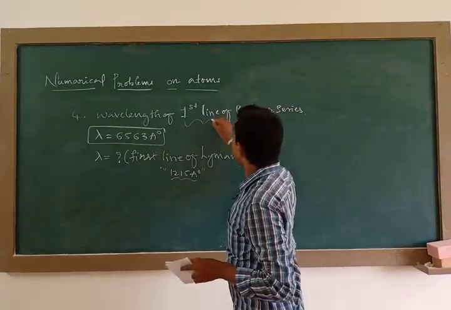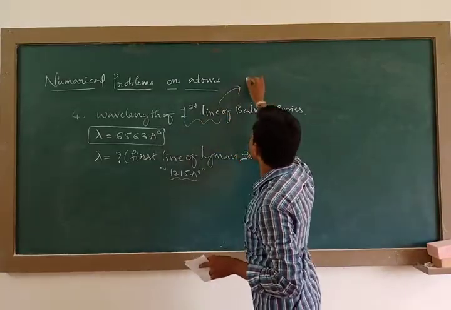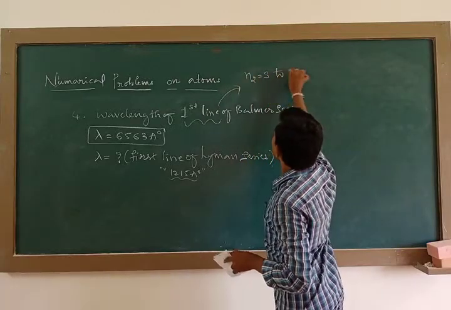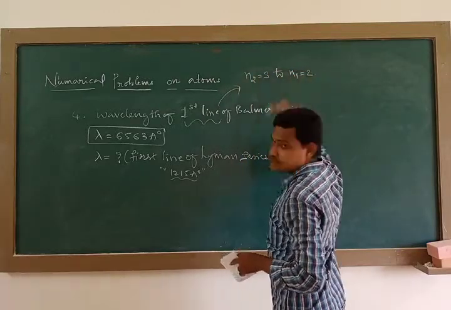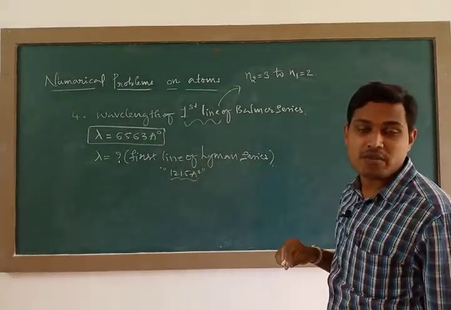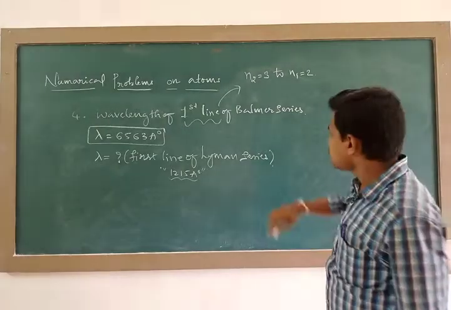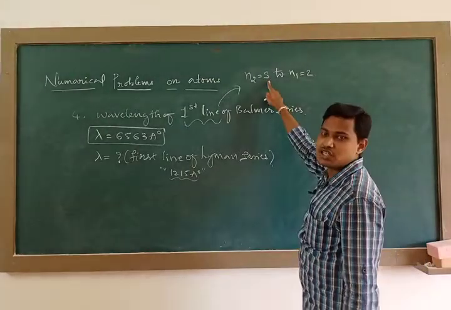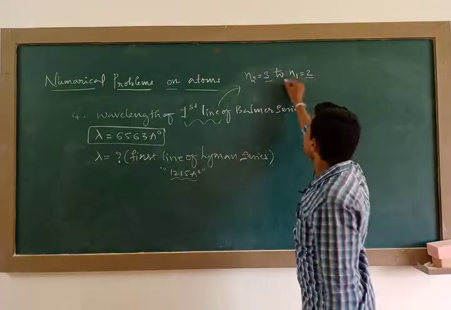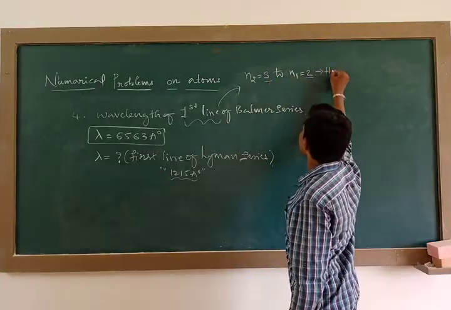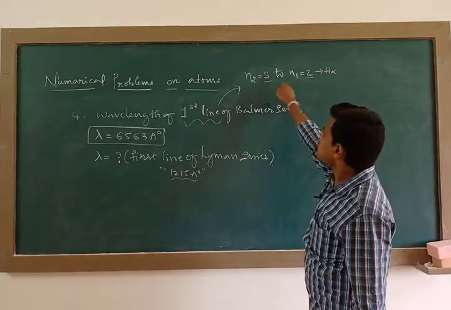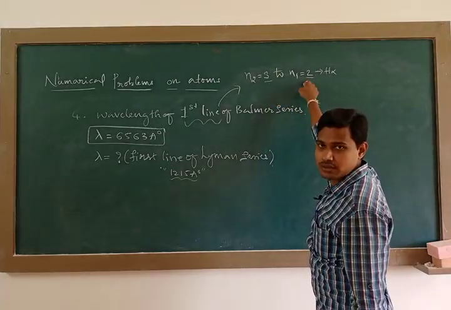The first line of the Balmer series corresponds to n2 equal to 3 and n1 equal to 2, because the Balmer series is defined as the transition of an electron from a higher orbit to the second orbit. So what is the minimum condition of transition for the Balmer series? That is third to 2. This corresponds to H alpha. Even this transition 3 to 2 corresponds to what?